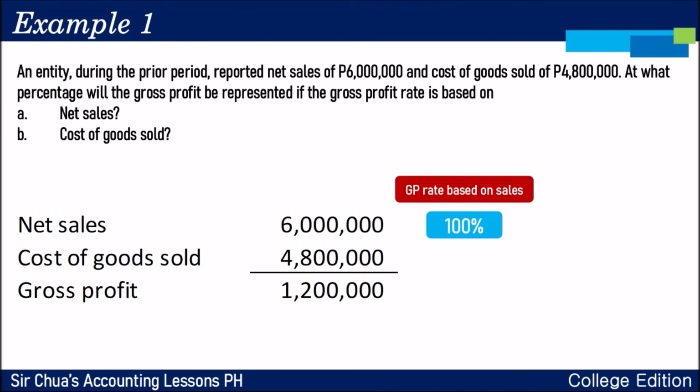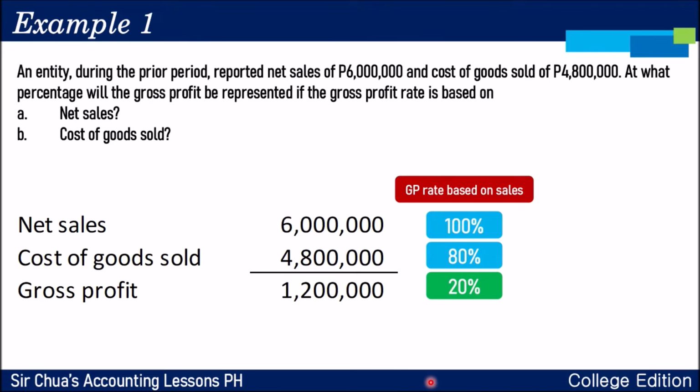Okay, so what will be your percentage representation for cost of goods sold? 4,800,000 divided by 6 million, which will give you 80%. And then for gross profit, it's either 1,200,000 divided by 6 million, you will get 20%, or simply 100% minus 80% is 20%. It will just give you the same yield.